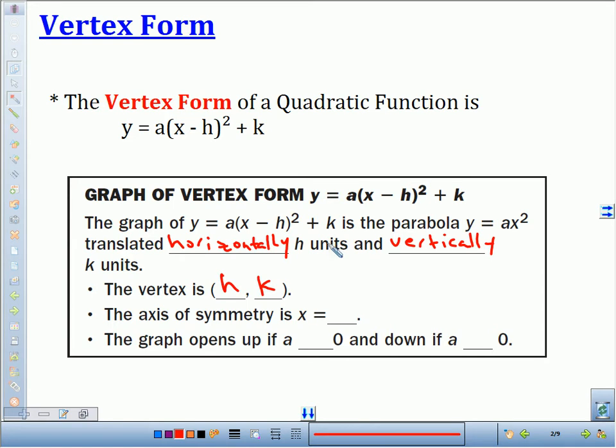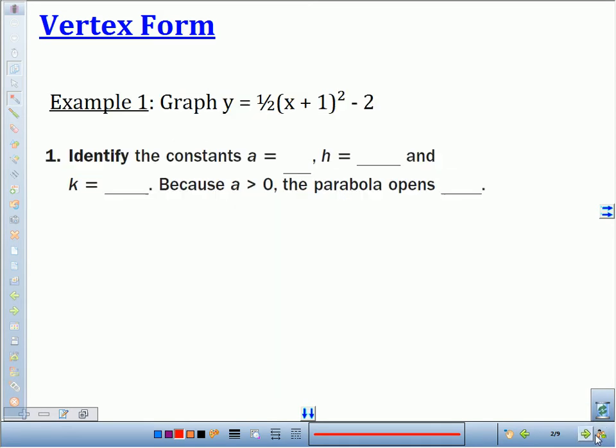And of course, if we can find the vertex of the parabola, then we can find the axis of symmetry, because the axis of symmetry goes through the vertex. And it's the line x equals h. Last piece of information, just like with standard form, the graph opens upwards if a is greater than 0. That means if a is positive. The graph opens downwards if a is less than 0, if a is negative. So using this information, we'll be able to graph parabolas in vertex form. So let's give that a try.